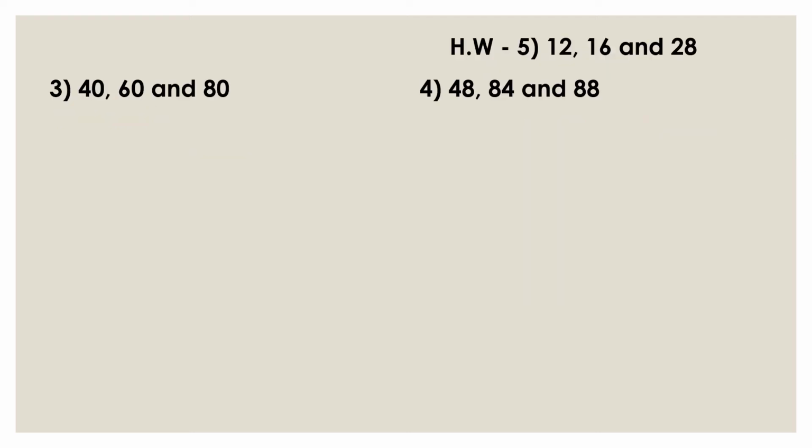We have here the numbers 40, 60 and 80. So let's find the prime factors of 40, 60 and 80. So let's divide 40, 60 and 80. This method is used to take out the prime numbers.